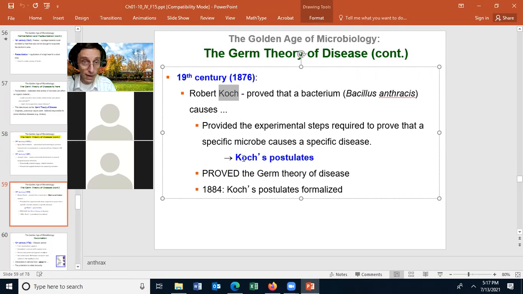This is the first time we'll talk about Koch's postulates in this class. We'll be talking about it in 3 places in this class. So obviously this is a major topic, and we'll return to it 2 more times.